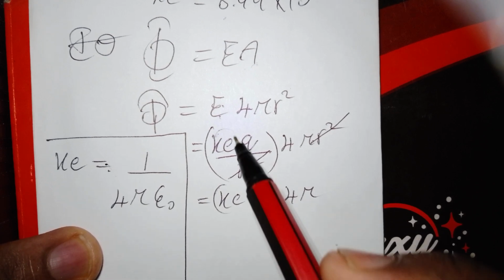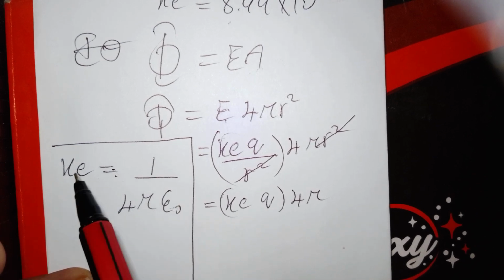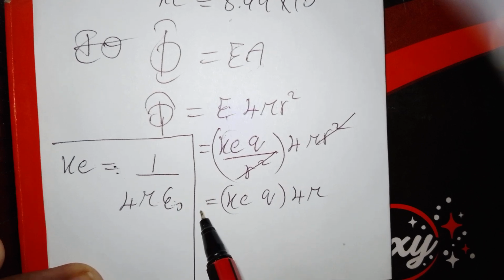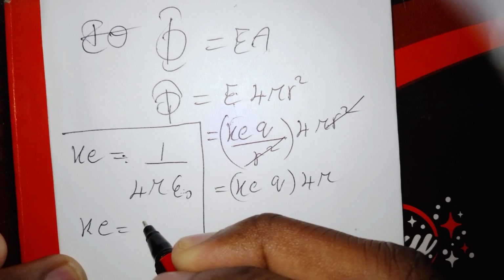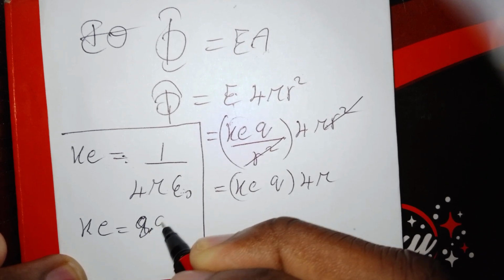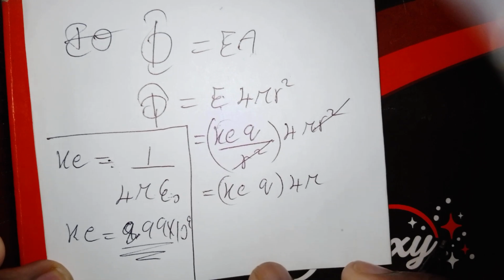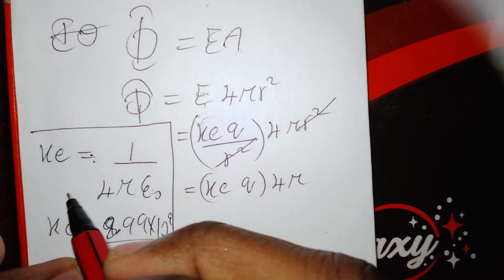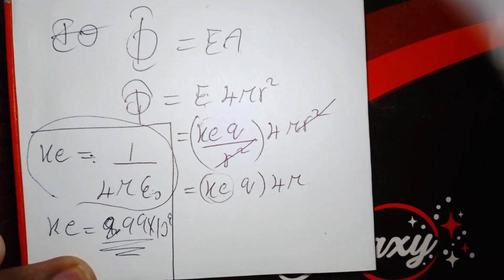Now, if you substitute this value of 8.85 times 10 to the power negative 12 in here and solve for KE, you say 1 over 4 pi times 8.85 times 10 to the power negative 12, you'll find that KE surely is equal to what? 8.99 times 10 to the power positive 9. You can just try it out yourselves. I'm trying to work under time. So now, getting this expression of KE and substituting it here, we shall have our final answer.